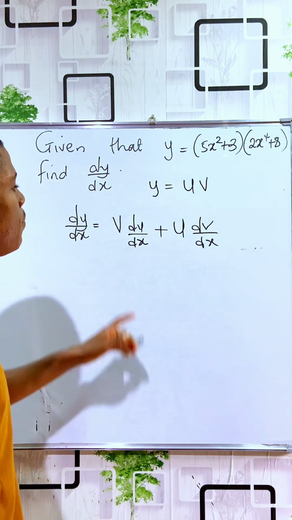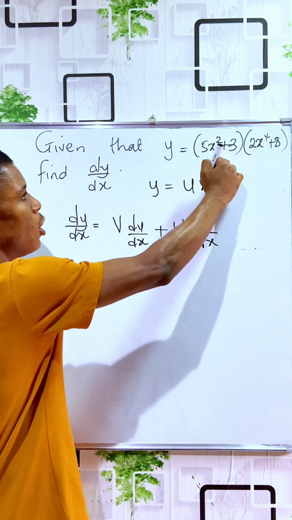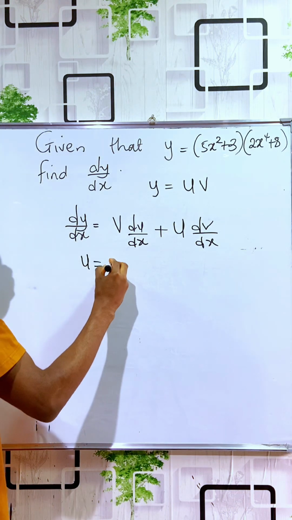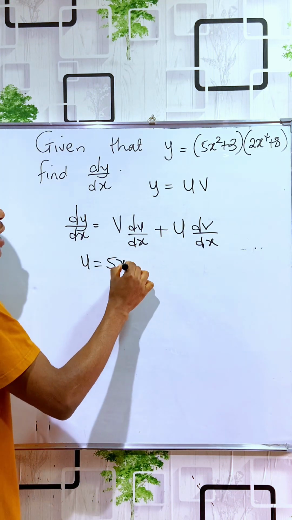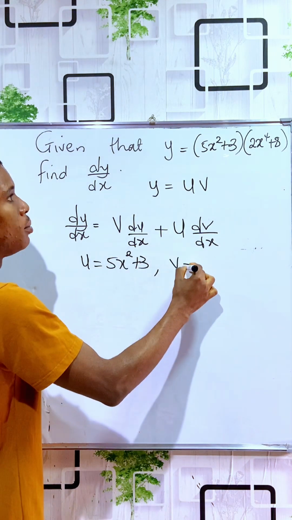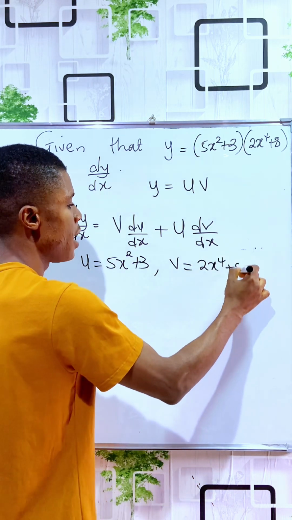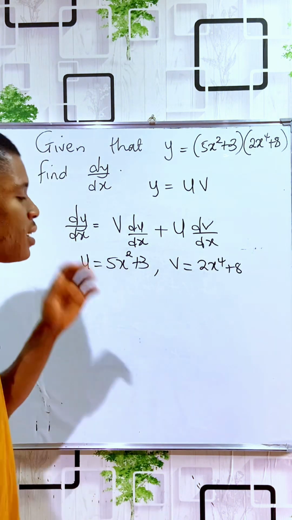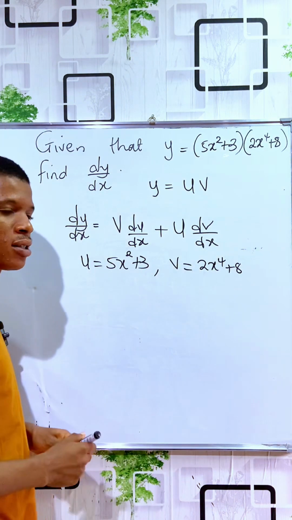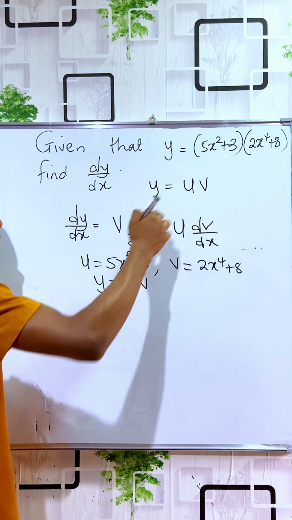Okay, these terms u and v are gotten when we reassign the terms of the function. So u will be equal to the first term, which is 5x to the power of 2 plus 3x. Then v will be redefined as 2x power 4 plus 8. Now you can see that since u and v are gotten, y will be redefined as uv, as we have here.